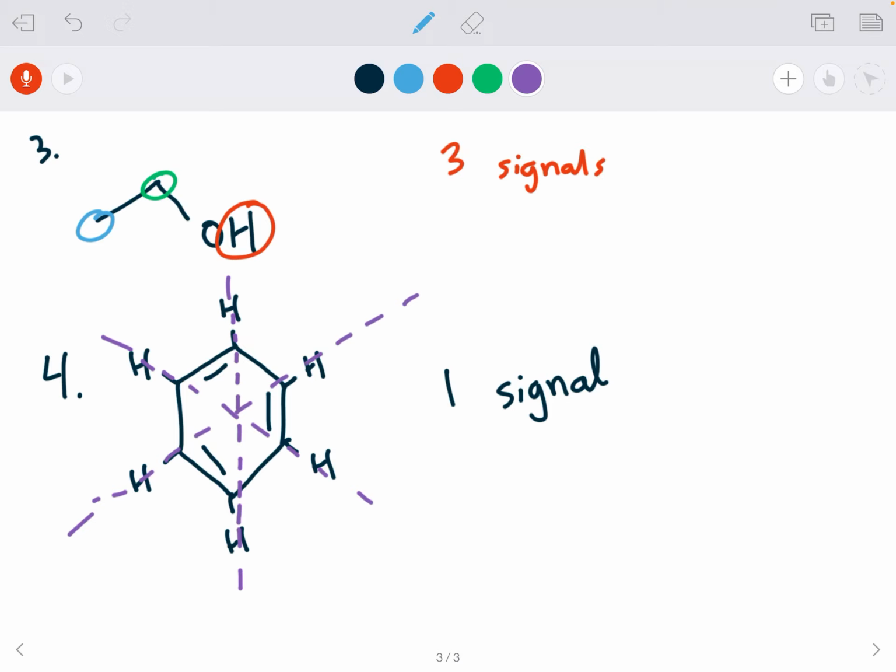So just because something has a certain number of carbons or a certain number of hydrogens, that's never going to be able to tell you on its own how many signals. You need to look at the compound, look for symmetry, and determine from there. I want to do one more to show some symmetry.